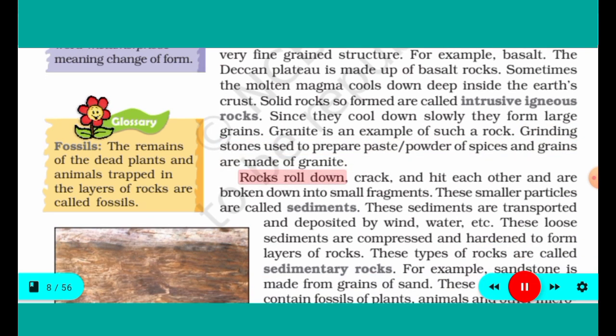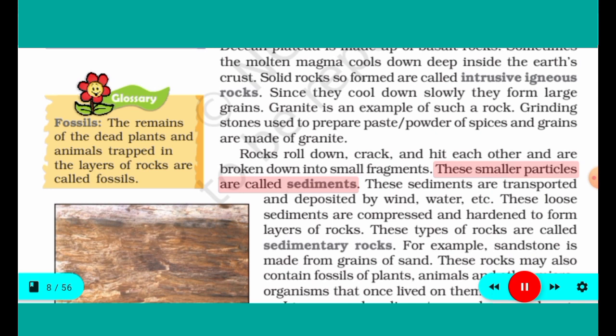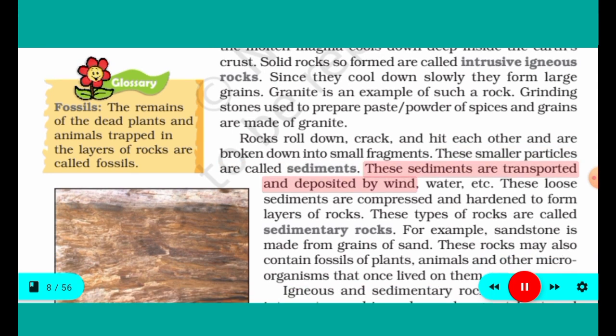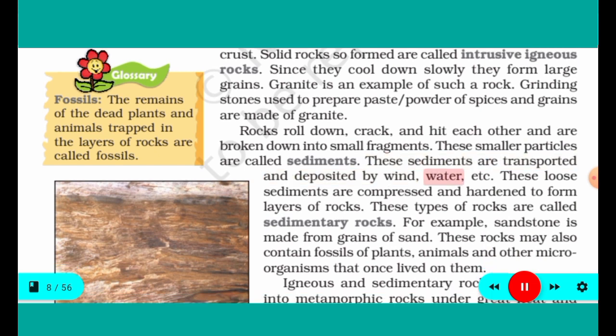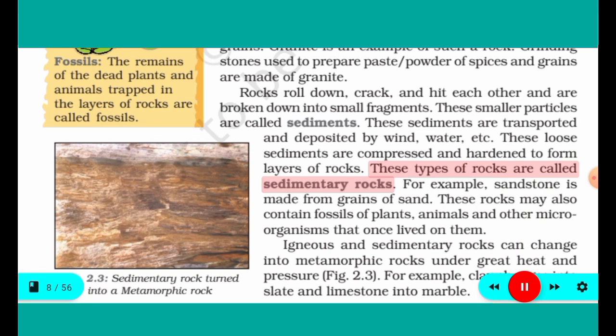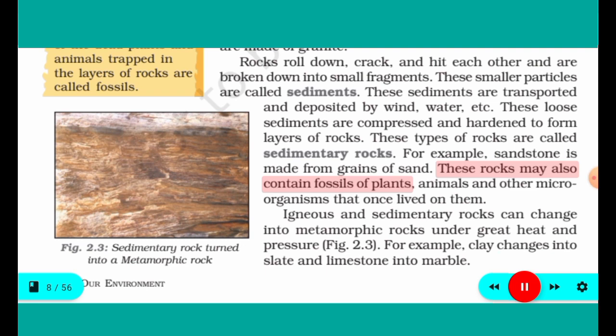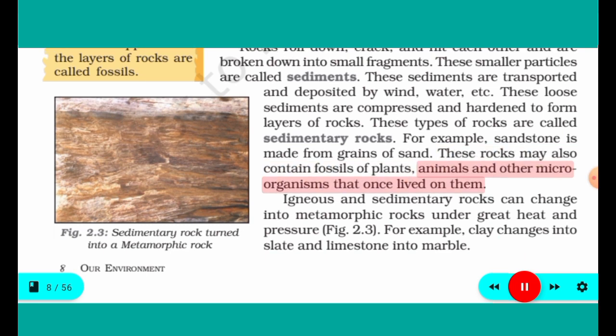Rocks roll down, crack, and hit each other and are broken down into small fragments. These smaller particles are called sediments. These sediments are transported and deposited by wind, water, etc. These loose sediments are compressed and hardened to form layers of rocks. These types of rocks are called sedimentary rocks. For example, sandstone is made from grains of sand. These rocks may also contain fossils of plants, animals and other microorganisms that once lived on them.